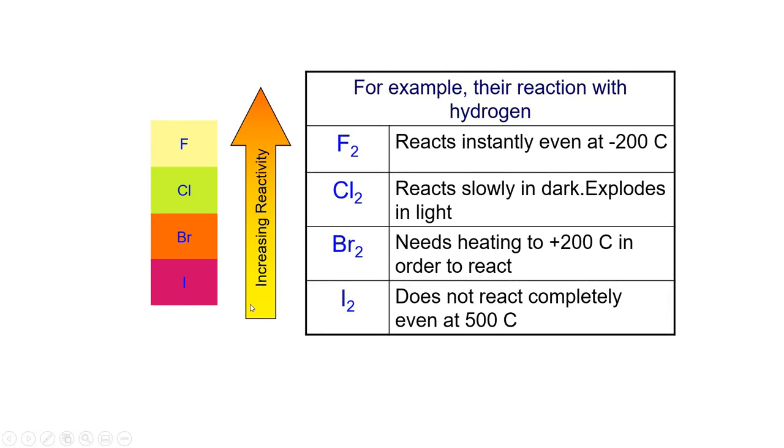As we go down the group, we get much less reactive. So iodine is not very reactive at all when reacted with hydrogen, even if we heat it up to 500 degrees C. Whereas fluorine, if you put it in with hydrogen, reacts instantly, even at minus 200 degrees. So it's very, very, very reactive. Fluorine is one of our most reactive elements for sure.